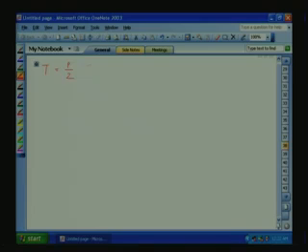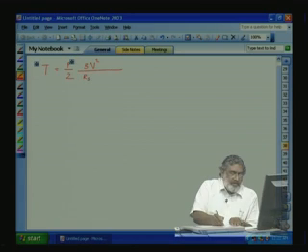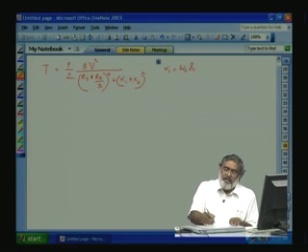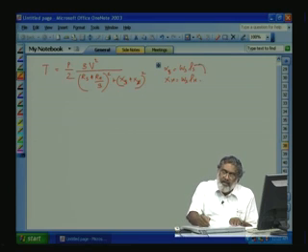So last class we got torque is equal to P by 2, P is the number of poles, into 3 V square, V is the applied voltage, into RR by S, S is the slip, divided by RS plus RR by S whole square plus XS plus XR whole square. XS is equal to omega S LS, and XR is equal to omega S LR. LS and LR are the leakage inductances.